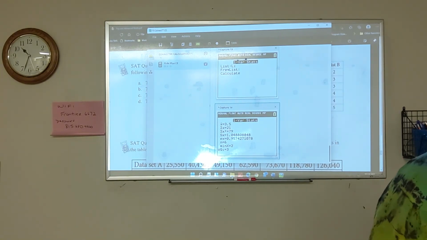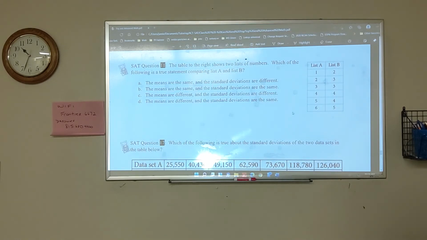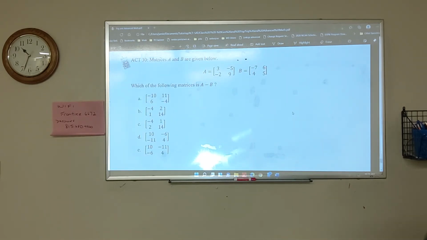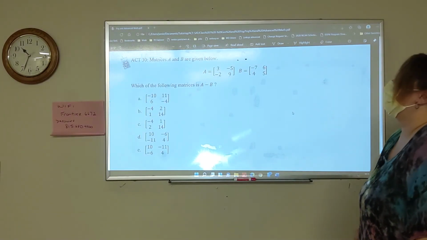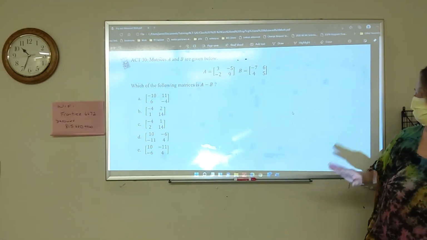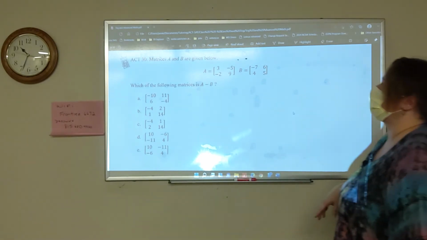All right, and last up is matrix problems. Matrix problems are only on your ACT. These can be put in the calculator, but honestly, it takes longer to put them in the calculator than it does to do by hand. Matrix problems can be solved just with some basic common sense.